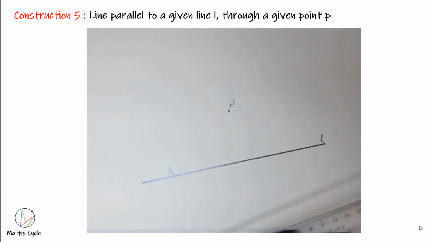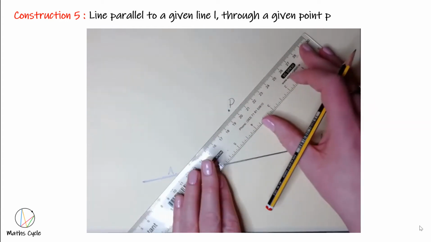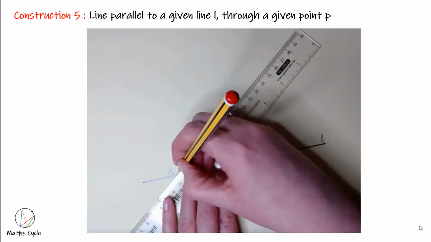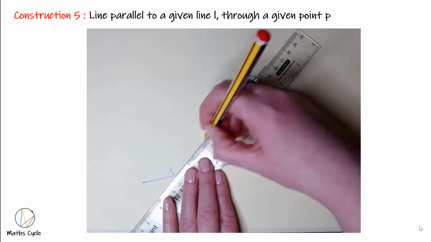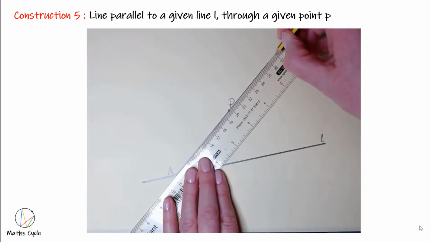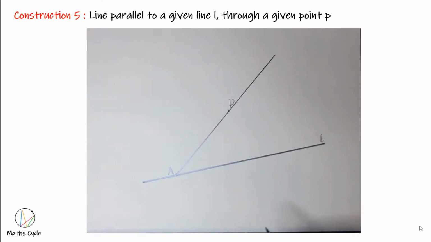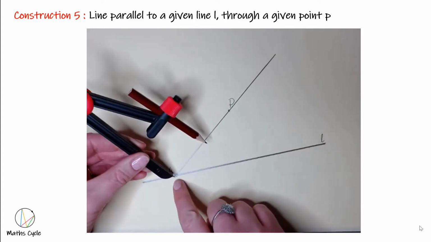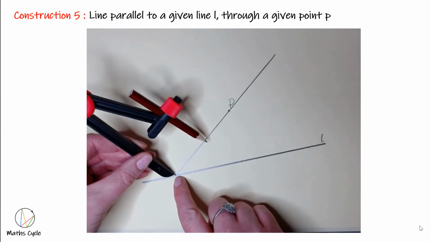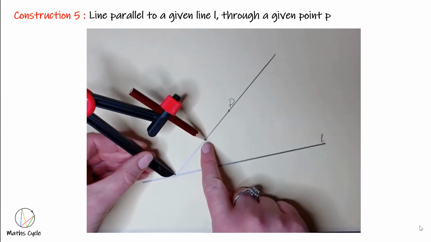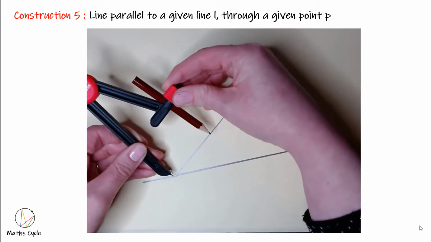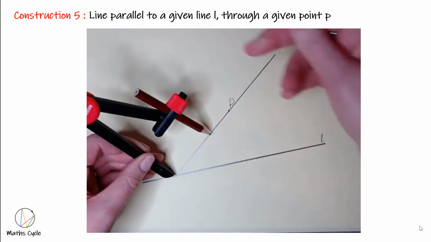Now what we need to do is join A to P, and beyond. So we're making this line here and going beyond. Now we take our compass and put the point on A, and make sure that our compass is a little over halfway to P. So I'm going to open that a little bit more, just about there.